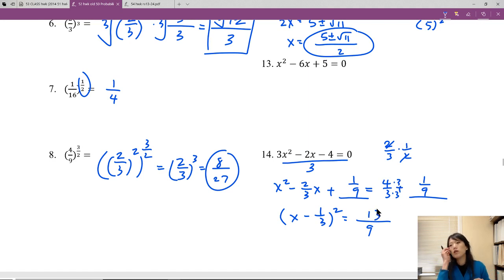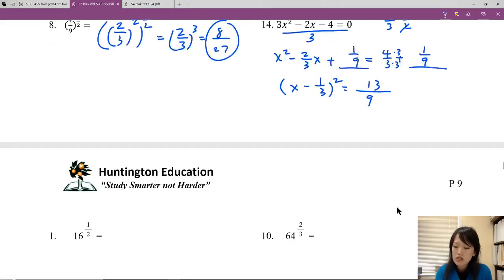Now you take the square root. So from this step, what do we do? What's the next thing? Chi, what do we do next? Do we need to solve it by completing the square? No, but I just want you to practice.